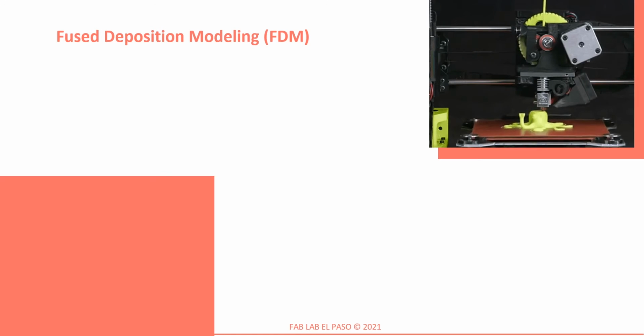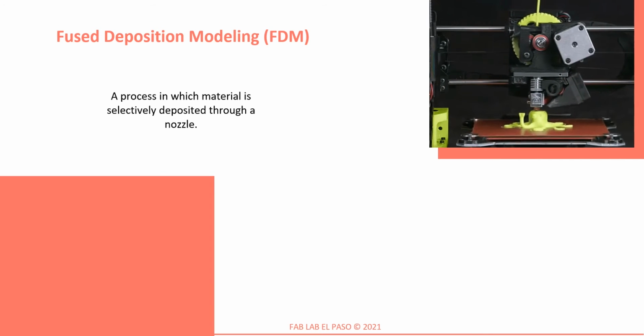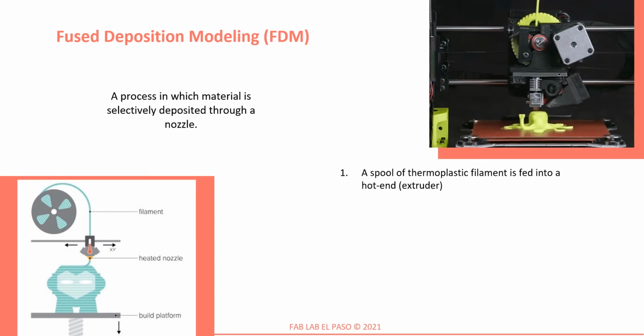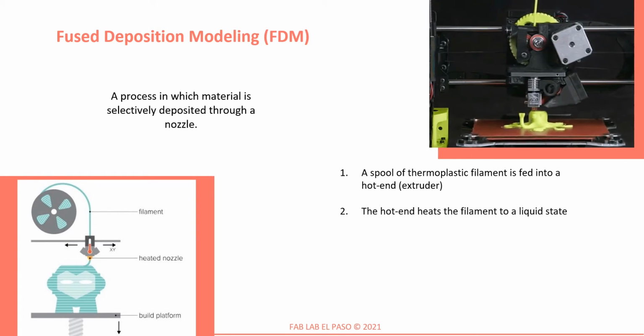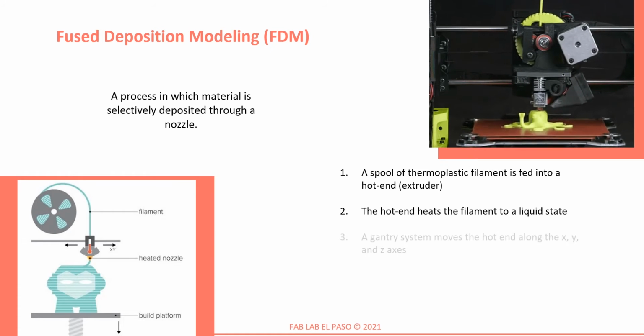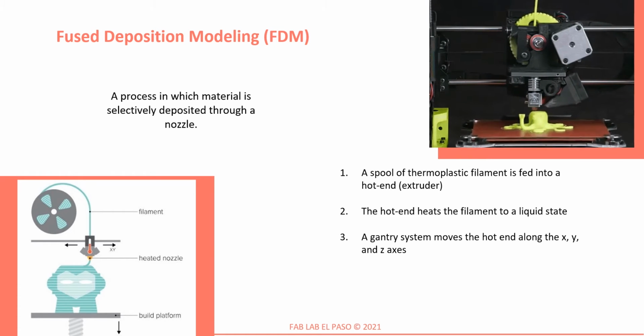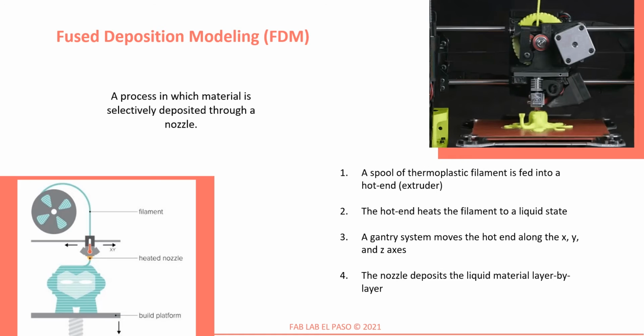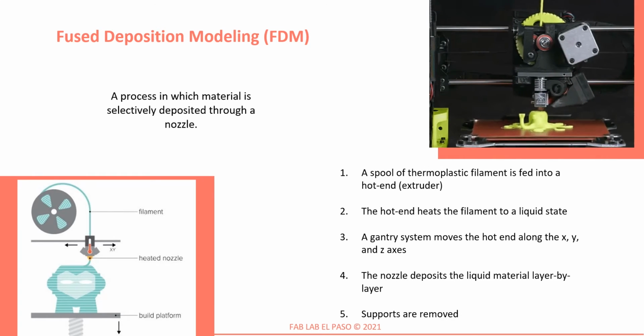Fused deposition modeling, or FDM, is a process in which material is selectively deposited through a nozzle. First, a spool of thermoplastic filament is fed into a hot end, also called an extruder. This hot end heats the filament into a liquid state, and then uses a gantry system to move the hot end along the X, Y, and Z axes. The nozzle deposits the liquid material layer by layer until the part is complete. Finally, any support material can be removed and you are left with your final part.